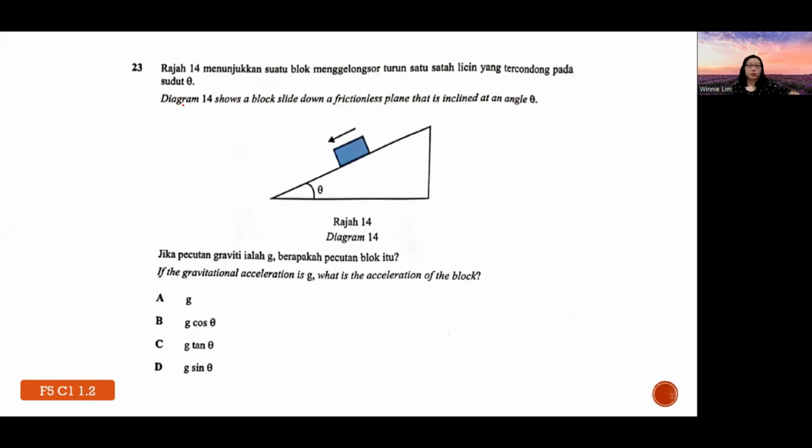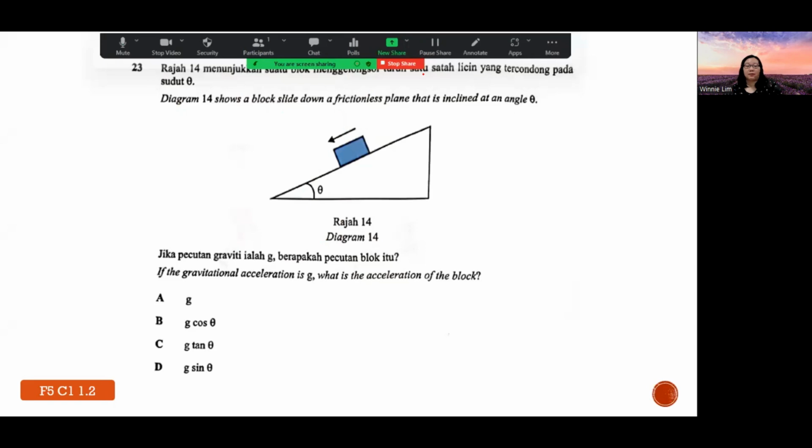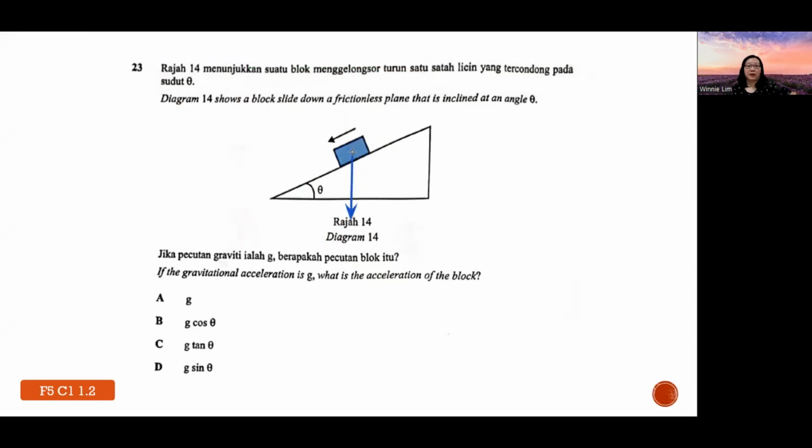Okay, question 23. Diagram 14 shows a block sliding down a frictionless plane that is inclined at an angle theta. If the gravitational acceleration is g, what is the acceleration of the block? So first you need to identify the direction. So g is downward, and then this acceleration of the block is actually in this direction.